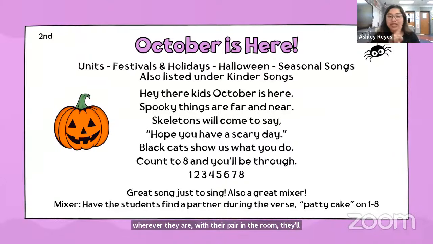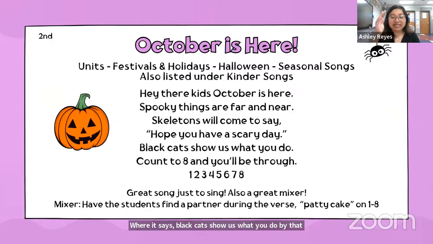When it gets to the counting 1 through 8, I'll have them do this like patty cake motion. So they'll go 1, 2, 3, 4, 5, 6, 7, 8. Then they'll wave to their partner and they'll go find somebody else. So they have all the way until where it says black cats show us what you do. By that point, they need to have a partner. Otherwise, they need to raise their hand so we can find them a partner.